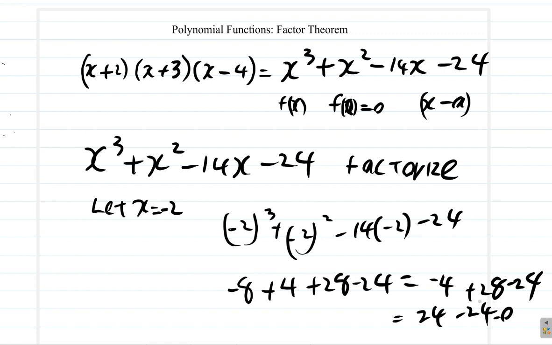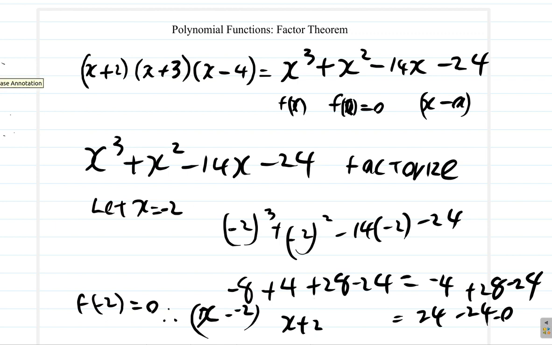So therefore, f of negative 2 equals 0. Therefore, x minus negative 2 is a factor, or x plus 2 is a factor. So you would find one of the factors there. You could continue, and then you try 3, it wouldn't work. Then when you try negative 3, it would work. So you get out 2 factors. And you could continue trying 4 and negative 4.